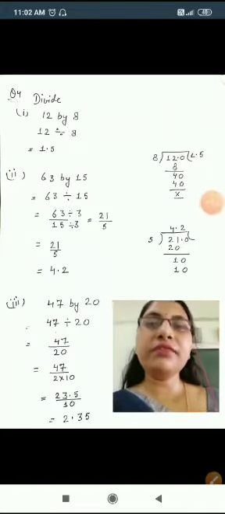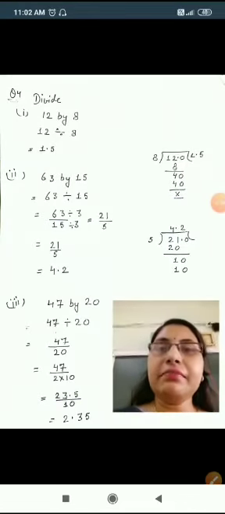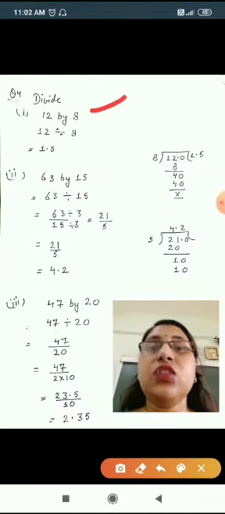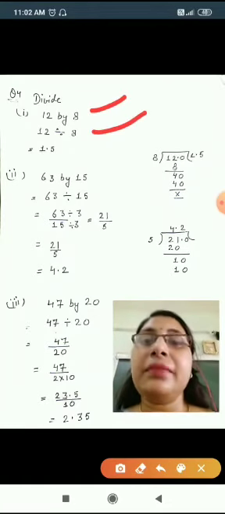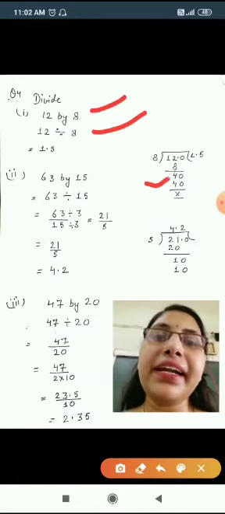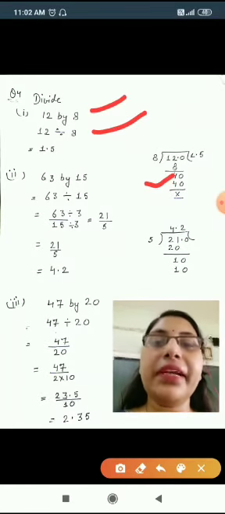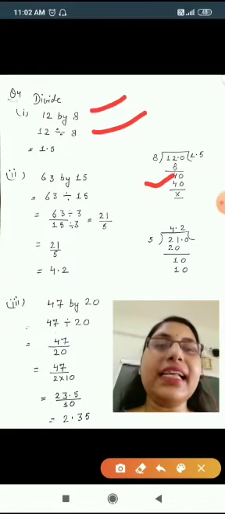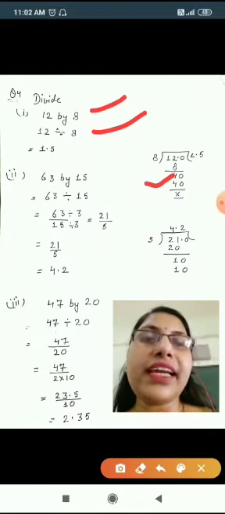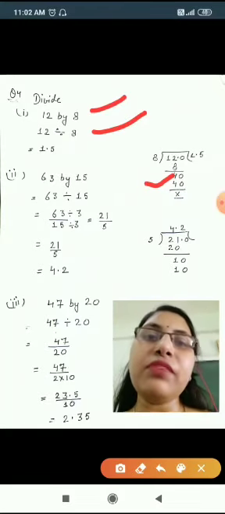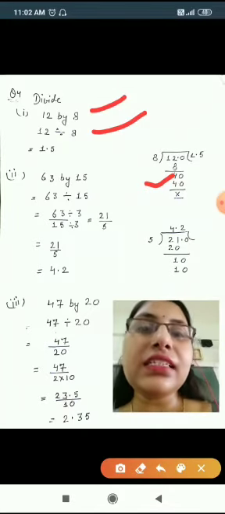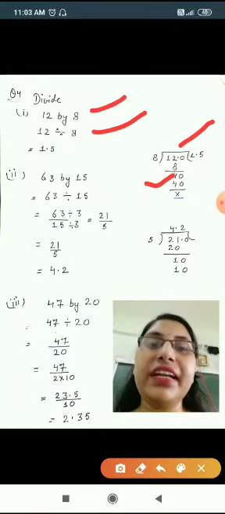Now question number 4. We have to divide the numbers. 12 we have to divide by 8. So now simply we can divide, but if we divide 12 by 8, we will get the remainder 4. But we do not want the remainder because we want the answer in decimals. So in 12 there is no decimal. So what we can write, we will put one decimal and we can put one 0. But the decimal we can put after the number only. Right. So we have placed the decimal and we have written 1 zero.